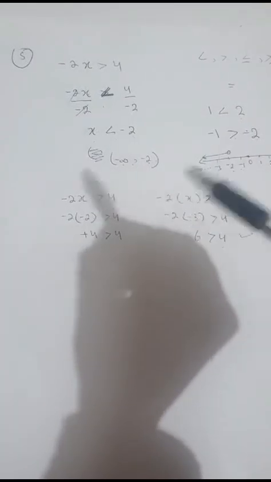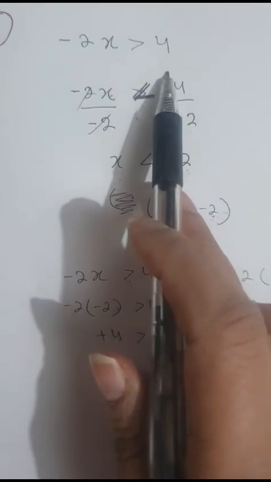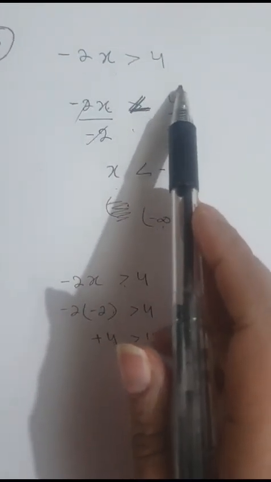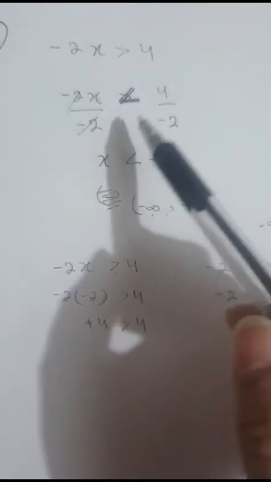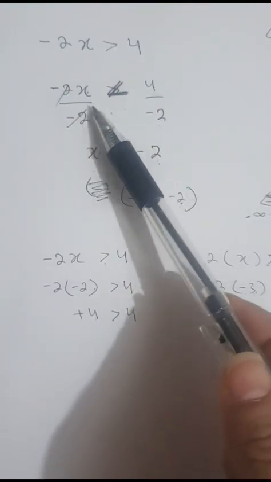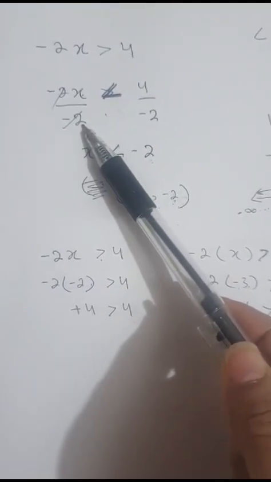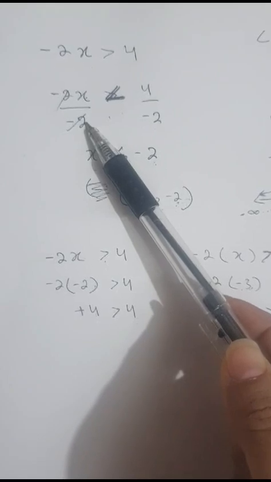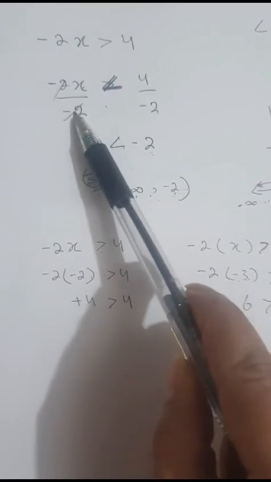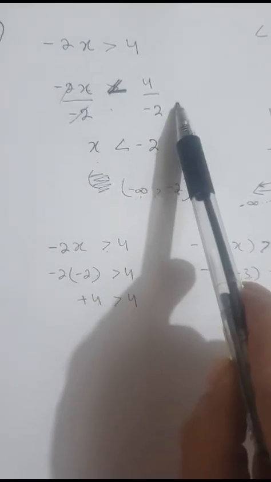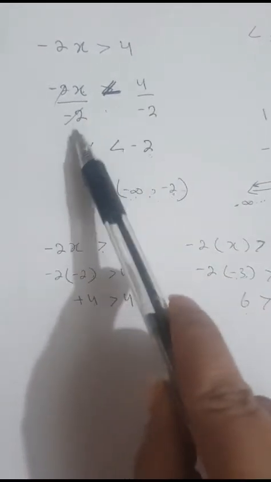Here you can see we have negative 2x strictly greater than 4, so we need to find the value of x. We need to remove this negative 2 from the left side, and for this we divide by negative 2. Whatever operation we perform on the left hand side of the inequality, we need to perform on the right side as well. So on both sides of the inequality we divide by negative 2.